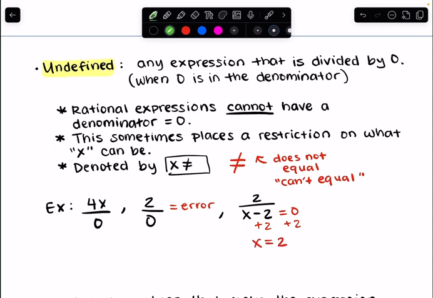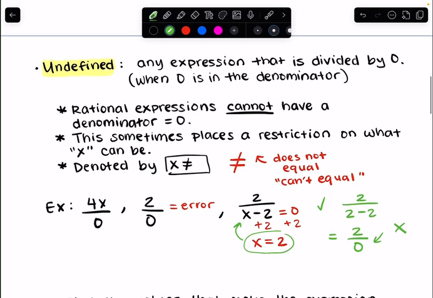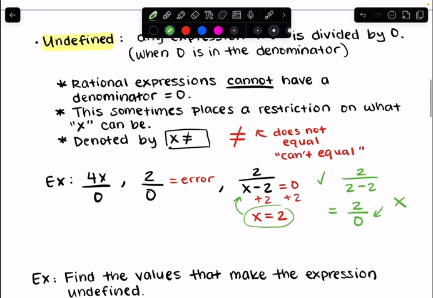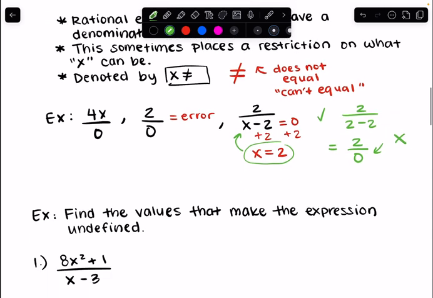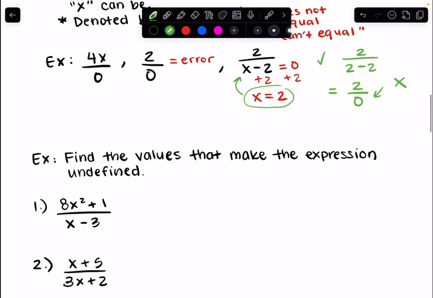And so what this means is if I were to check myself and plug this value back into the original expression, 2 over 2 minus 2, that gives you 2 over 0. And again, we cannot have that. That would make it undefined. Okay, and so with that concept still fresh on your mind, let's go ahead and do some example problems. So here it's saying find the values that make the expression undefined.